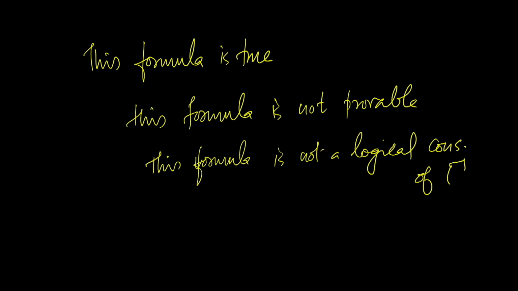It is capable of proving exactly the logical consequences of Peano's axioms. So, Gödel demonstrated that there exists a formula which is true according to our intuitive understanding of numbers and is not provable from Peano's axioms.